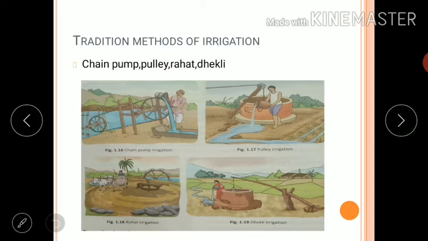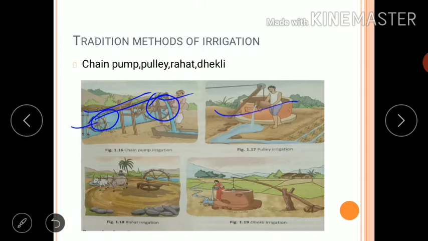But there are many different traditional methods of irrigation which are used in India to irrigate the crops, like the chain pump. In this method, a long chain is connected to two wheels. The bottom wheel is immersed in water. When the top wheel is turned, the buckets attached to the chain carry water to the top. This water is used to irrigate the fields.